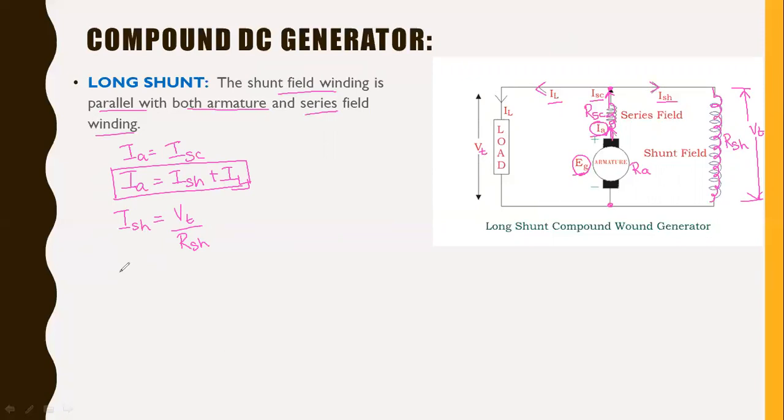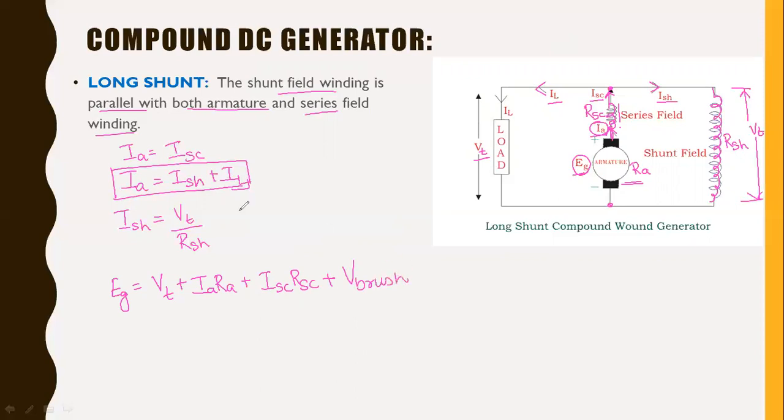Now coming to the voltage, that is the EG voltage. We know that EG is the generated voltage. So it has to take care of the terminal voltage, plus the drop in the armature. Also it has to take care of the drop in the series field winding, since it is connected in series with the armature, and the V brush drop. So we can write the equation of EG as VT plus IA RA plus ISC RSC plus V brush.